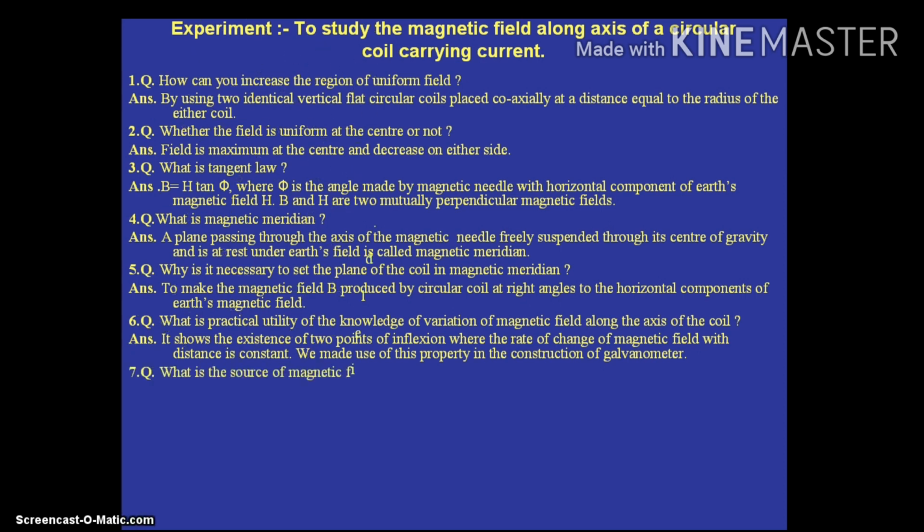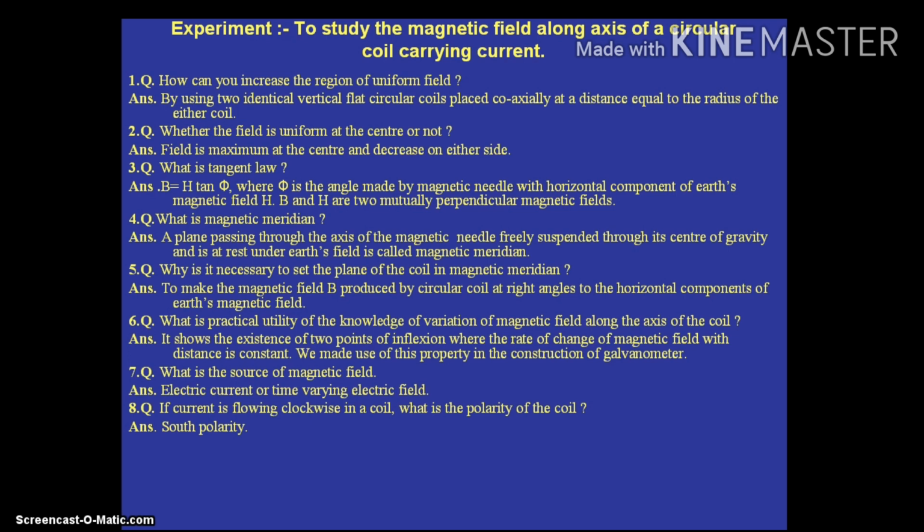The next question is: what is the source of magnetic field? Electric current, or a time varying electric field, is the source of magnetic field. If current is flowing clockwise in a coil, what is the polarity of the coil? The polarity of the coil is south.